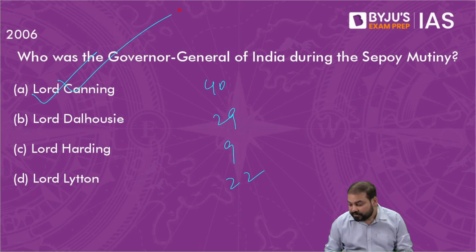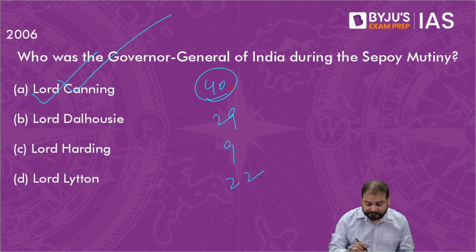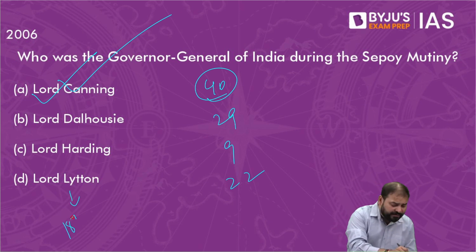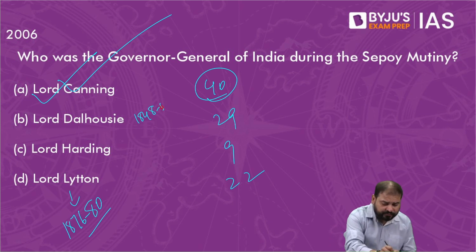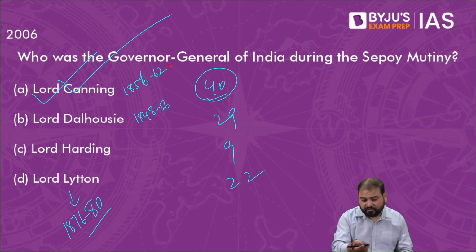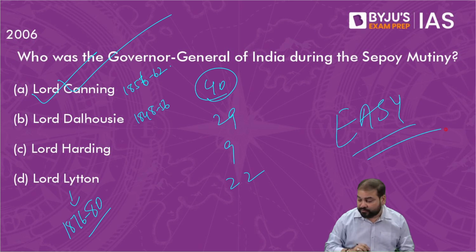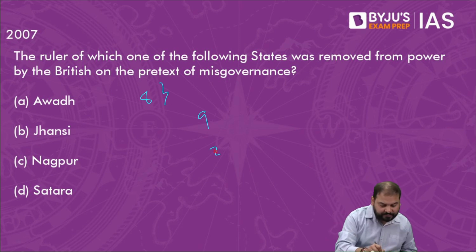Canning is the answer. We said we have studied. Very easy question. Lytton was there from 1876 to 80. Dalhousie was 1848 to 56. It is Canning who was from 56 to 62. Guys, those who have gone to others, it was a very, very easy question. If you are making a mistake here, very tough. Person has given the correct answer.